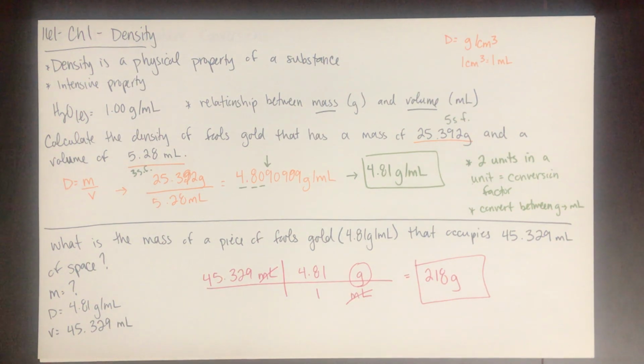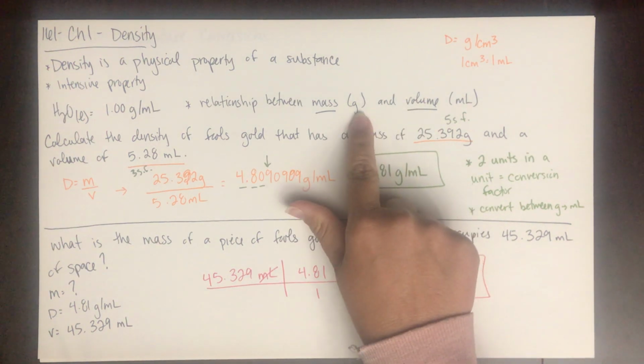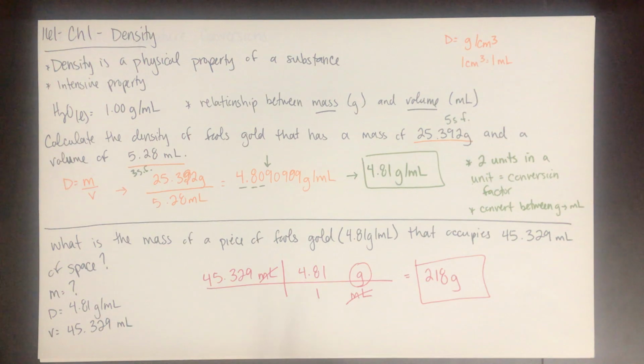Again, density is always a relationship between mass and volume. It does not have to be grams per milliliter. That's what we will most commonly use. And anytime you see a unit like density that has 2 units in it, be aware that you can use it as a conversion factor. And we'll do a lot more of these later.